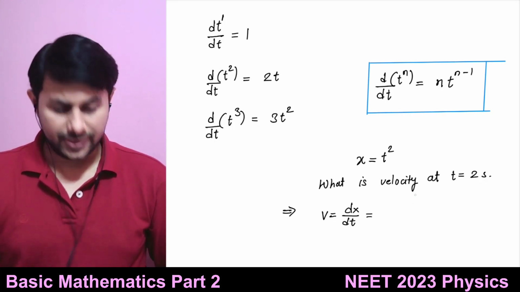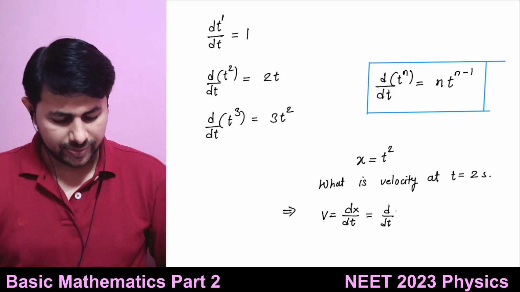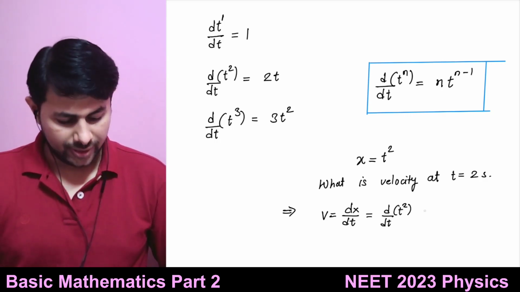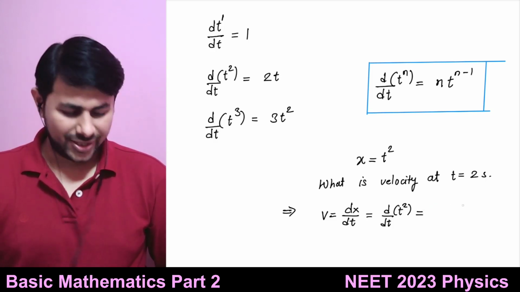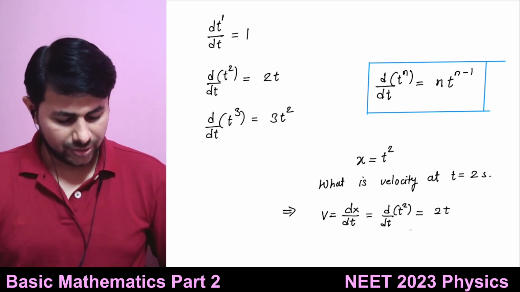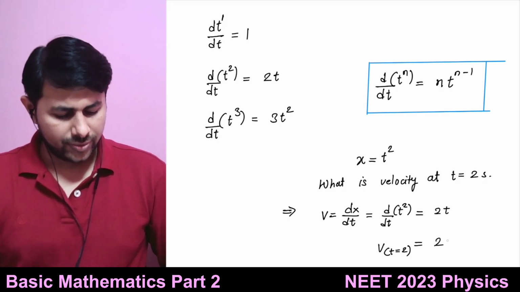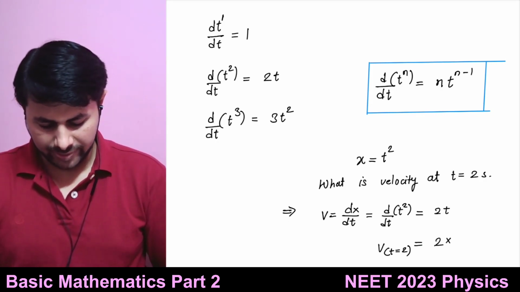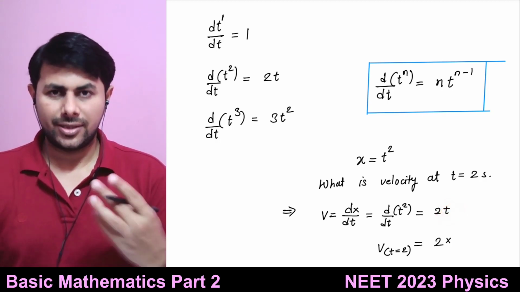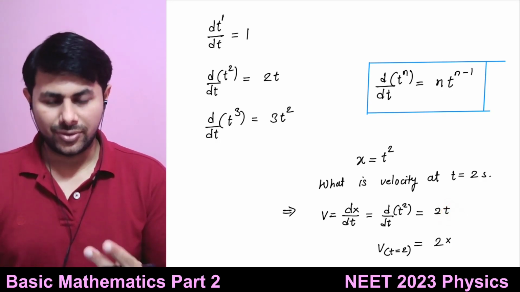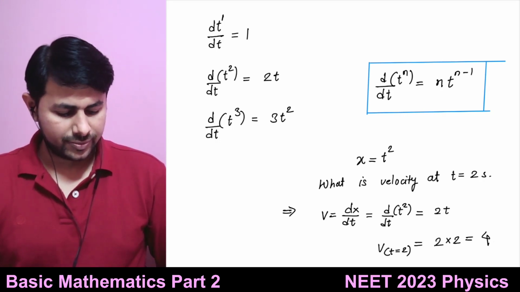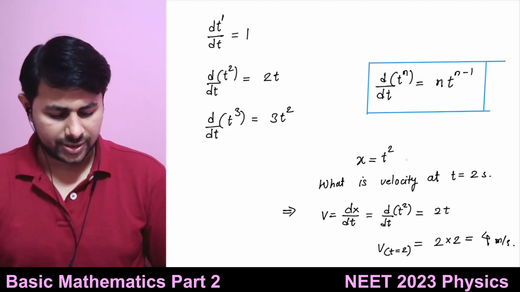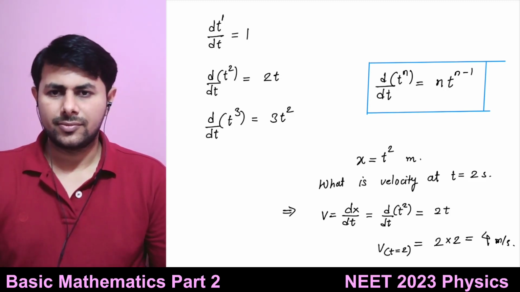So it is dx by dt, the derivative of position with respect to time. And what is x? x is t square. So it is d by dt of t square. What is the derivative? 2t. And you want v at t equals 2, so this t becomes 2. So 2 times 2 is 4 meters per second, if this is in meters.